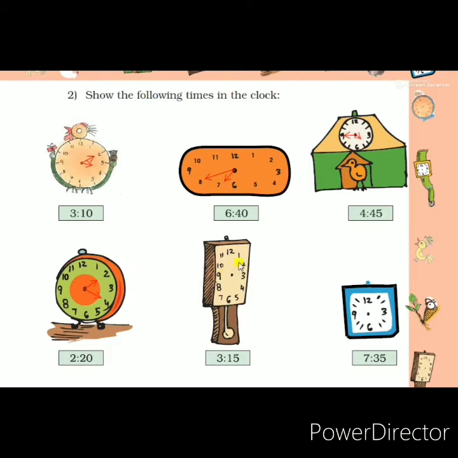Here the time asked is 3:15. 3:15 means quarter past 3. Yesterday I also explained that. If 15 minutes have passed after an hour, we can say the time in terms of past: quarter past 3, quarter past 4, quarter past 5, like that. Here the time is quarter past 3, or 3:15.